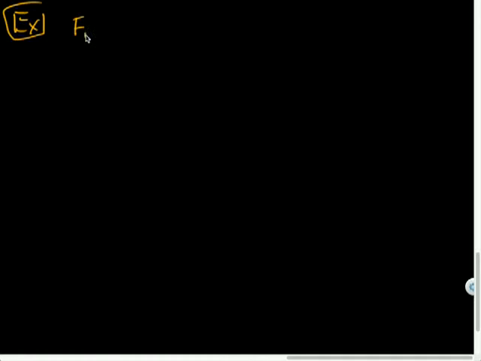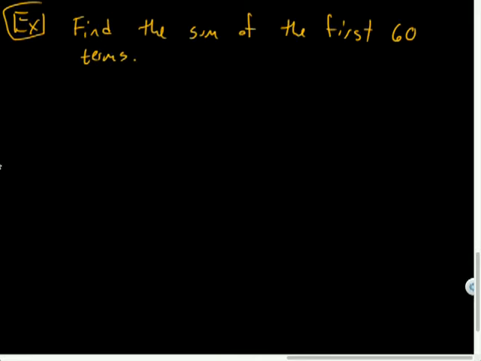So example: find the sum of the first 60 terms. And suppose this is my list. Suppose I've got 9 plus 14 plus 19 plus ... plus 304. So I'm assuming that this is the 60th term.